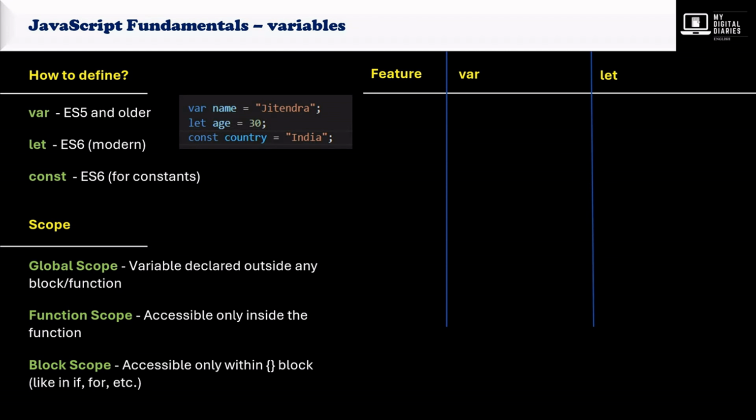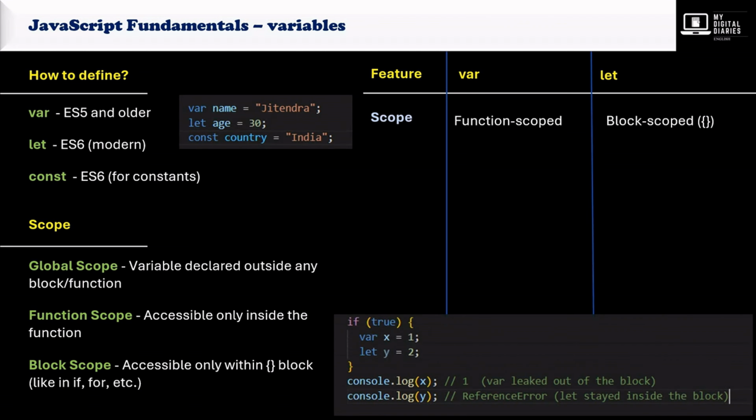Okay, let's see the difference between var and let. If we talk about the scope, var is function scoped, whereas let is block scoped. Let is stricter. You cannot redeclare the same name in the same scope. That strictness catches mistakes early.